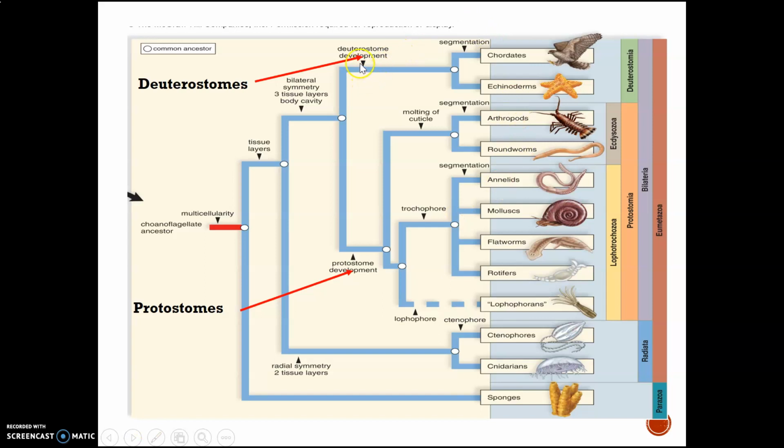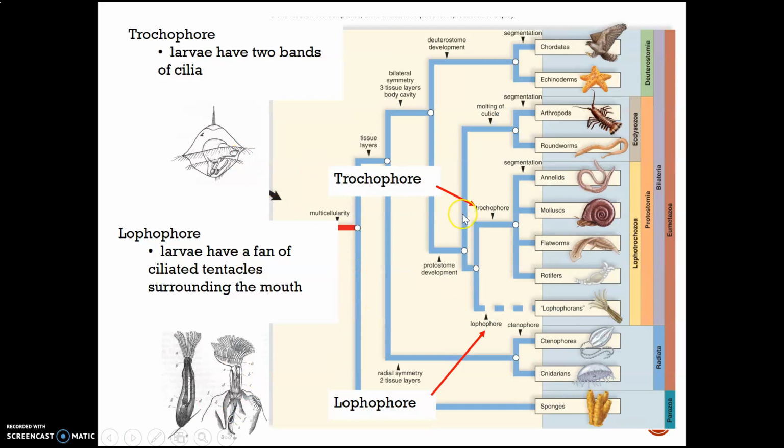So our deuterostomes, the ones where the anus forms first, that is us and chordates, and echinoderms, which are sea stars and sea urchins. Protostomes are basically all the other ones. So arthropods, roundworms, annelids, mollusks, flatworms, rotifers, and lophophorans.